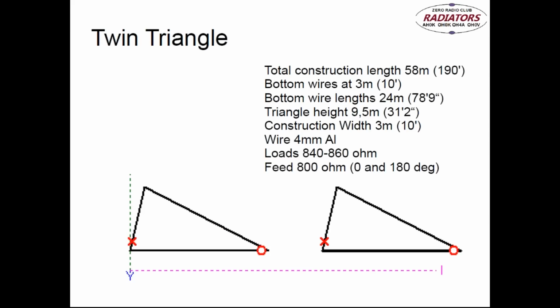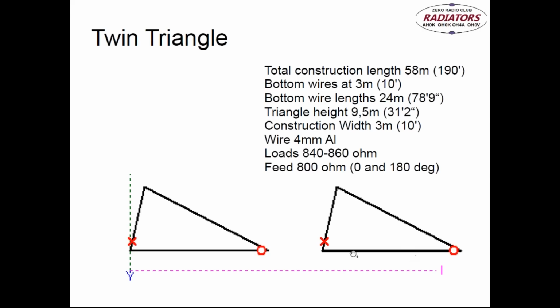So I mentioned earlier that there's this kind of twin triangle. What that is? So we have two triangles in a row. So this is not a broadside. This is inline arrangement, and this radiates to the right, and this attenuates from the left. The total construction length of this animal is 58 meters, which is about 190 feet, a little bit short of 200 feet. The bottom wires are again at 3 meters.